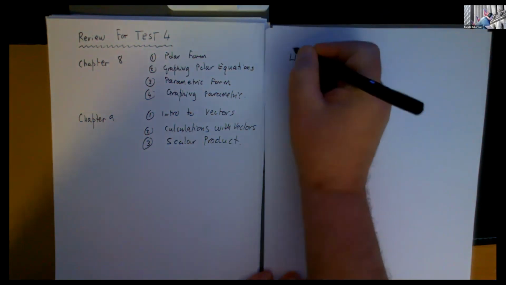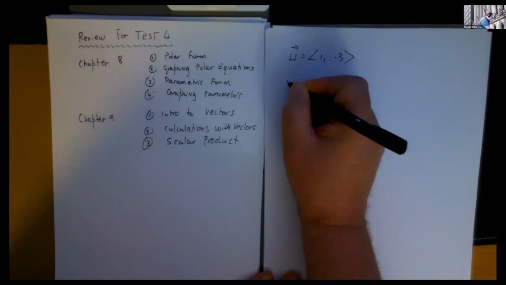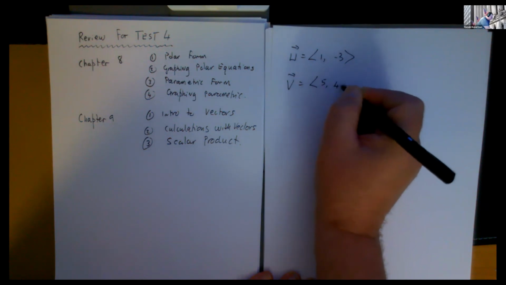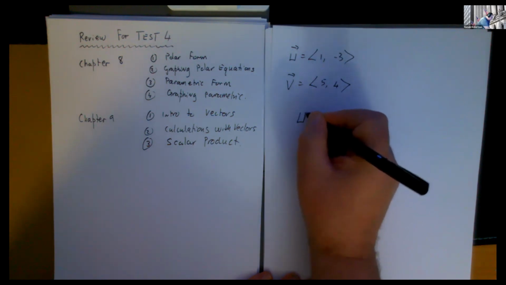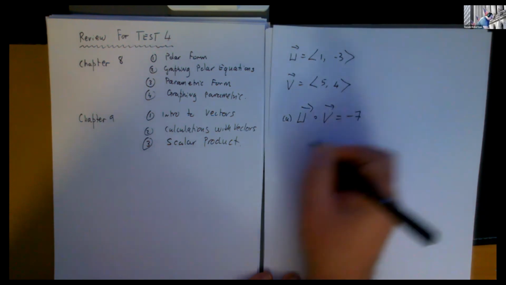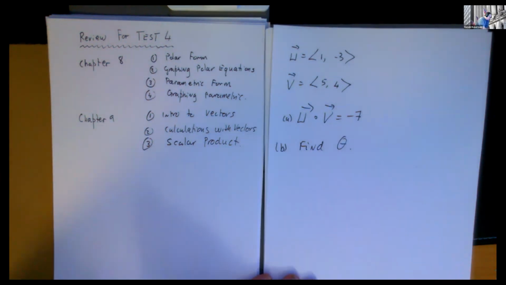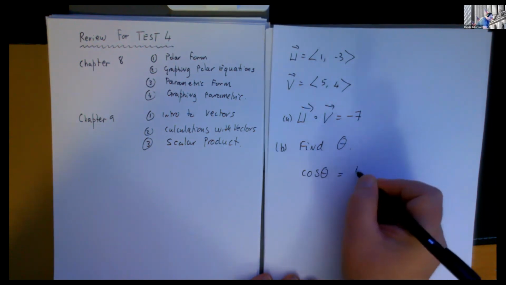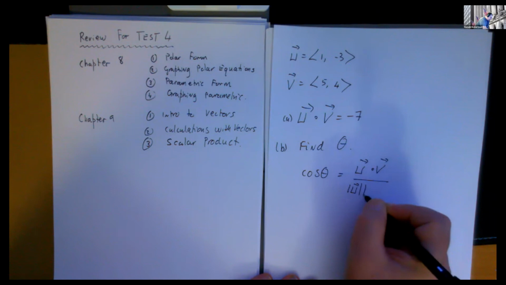An example I've got here, the vector u was (1, -3), and the vector v would be (5, 4). And we want to find the dot product, which I've already done. And the answer to that was -7. And now we want to find the angle theta, the angle between them. The formula that you're going to use is that the cosine of theta is the dot product divided by the magnitude of the two vectors.